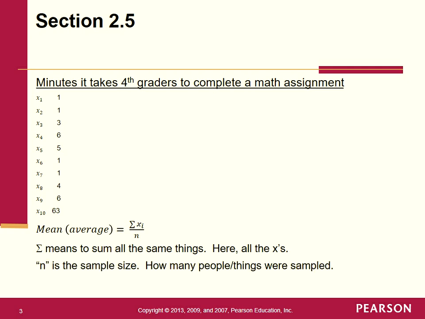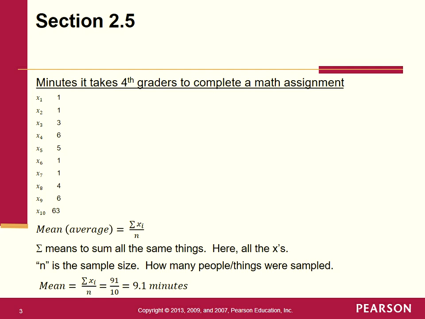N is the sample size. How many people or things did we sample? 10. That means the mean, or the average, would have been 91 divided by 10, and it turned out to be 9.1 minutes.